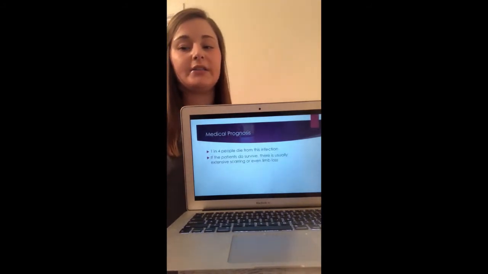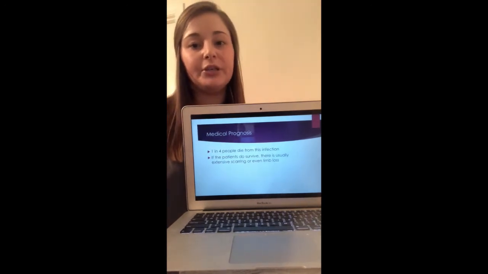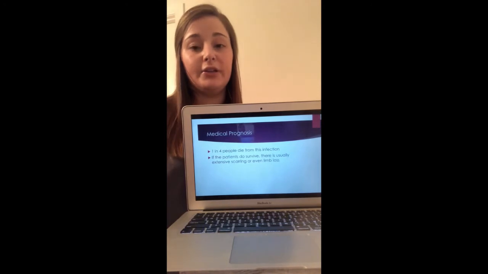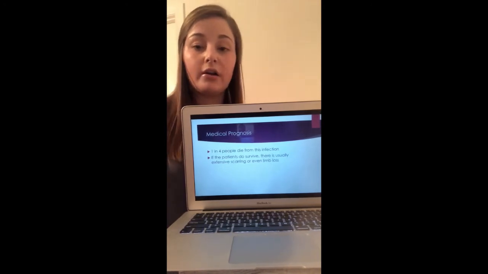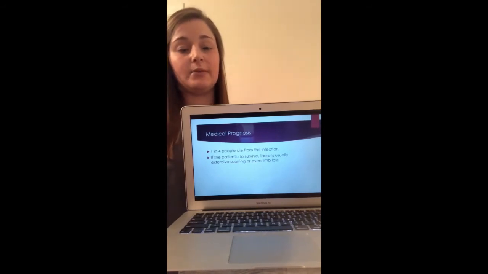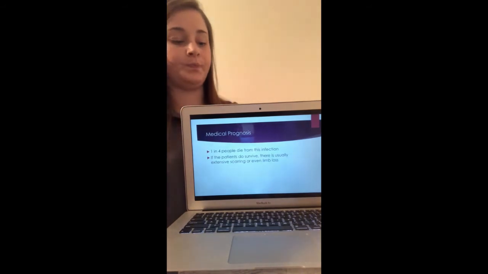So the medical prognosis is usually not real good for these people. Usually 1 in 4 people die from this infection. If they do survive, they have extreme scarring over their body, and they also have amputations usually. It can be of the arms or the legs, or sometimes just the fingers or the toes.